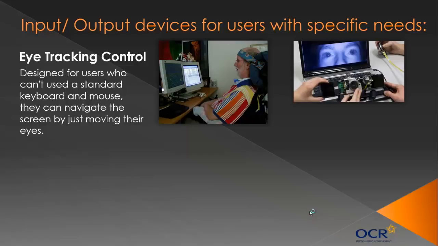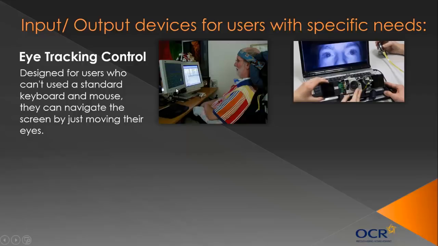So one way that systems have been adapted for people who are disabled. I'm not 100% sure on the terminology, I should know this, but people who have maybe a spinal cord injury or a back injury, they can't use their hands, or they can't move their body at all sometimes, quadriplegic, something like that. Anyway, I know Stephen Hawking also uses this eye tracking control, and it's designed for people who can't use the standard hardware, so keyboard and mouse, etc., and they can navigate the screen just by moving their eyes.